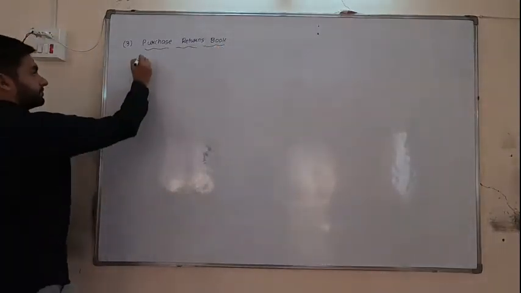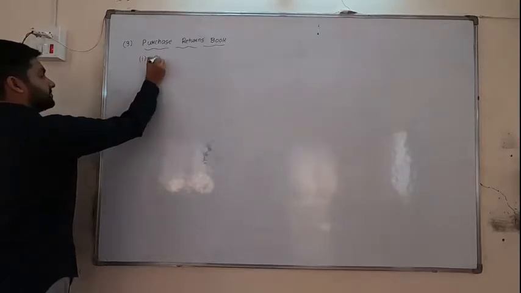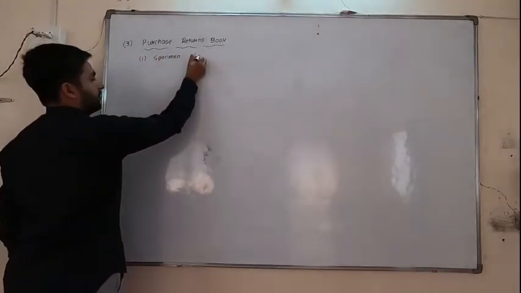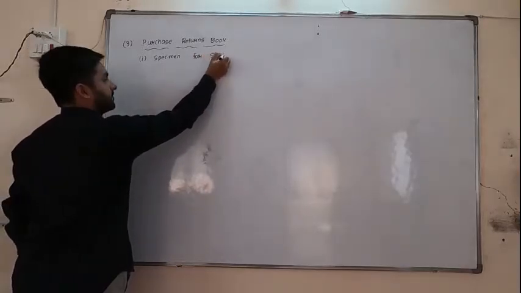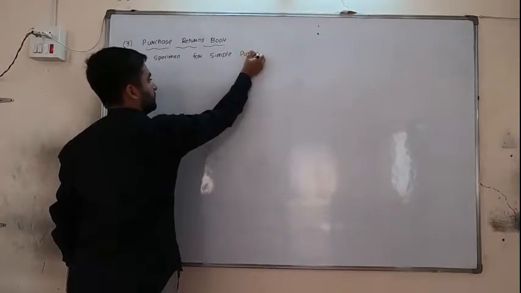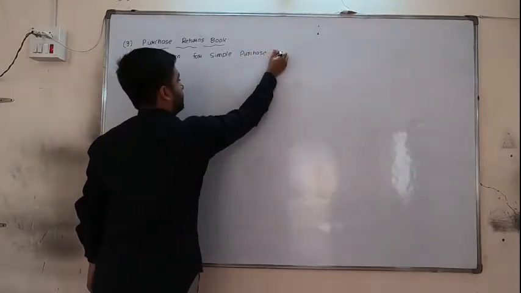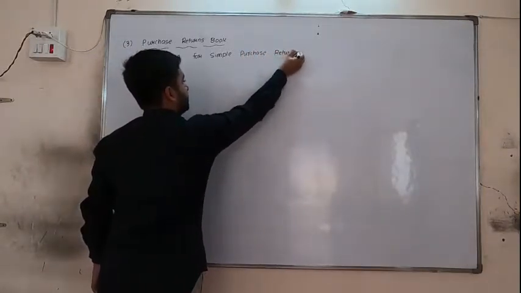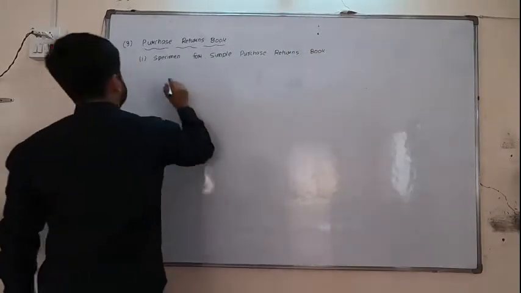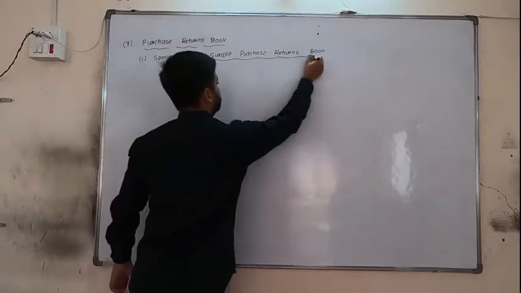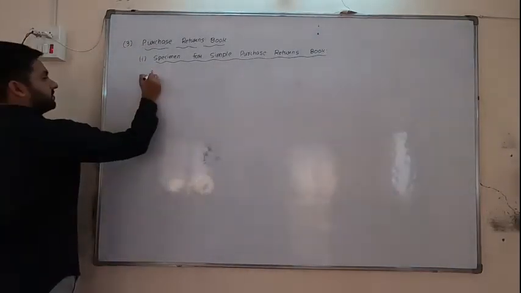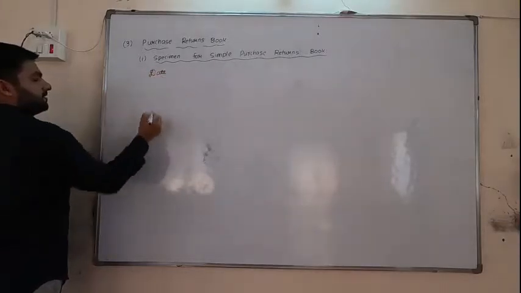Okay. Again, specimen for simple purchase returns book. Specimen for simple purchase returns book. Which are the columns? Date.